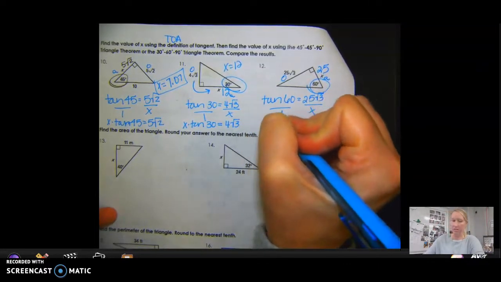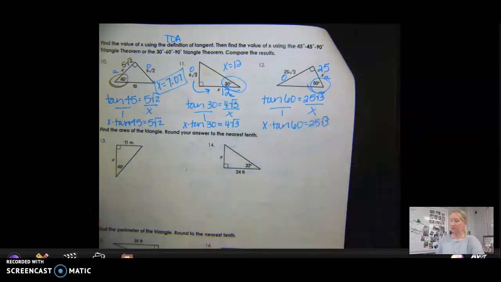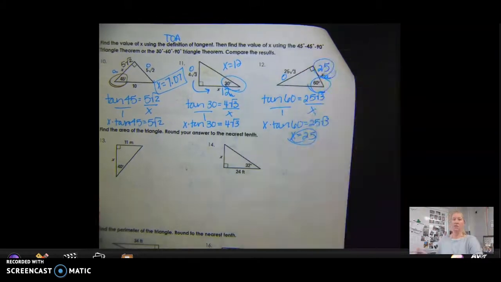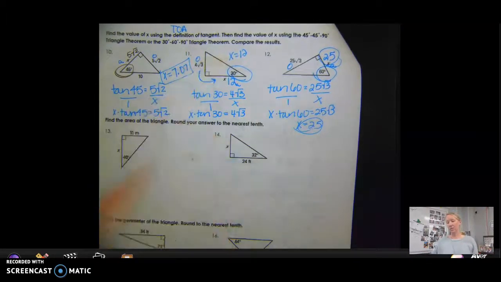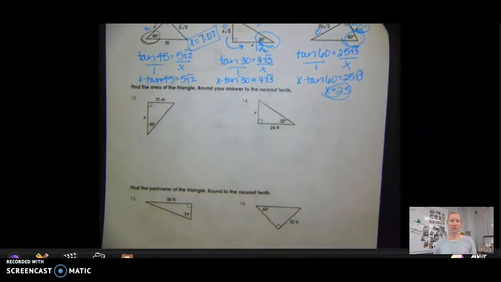X times the tangent of 60 equals 25 square roots of 3. Divide by tangent of 60 on both sides. Enter that into the calculator, and I get x equals 25, which is what we proved it was earlier. So you can use either on some. The only ones you can do with those special right triangles are the 45, 45, 90, and 30, 60, 90. Otherwise, you would have to use the tangent ratios.